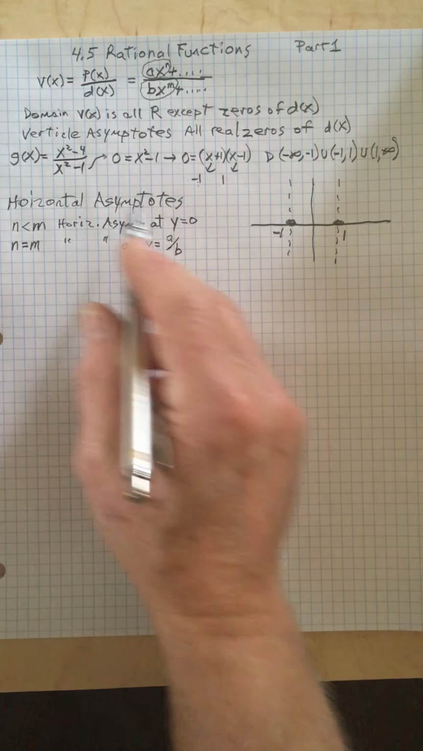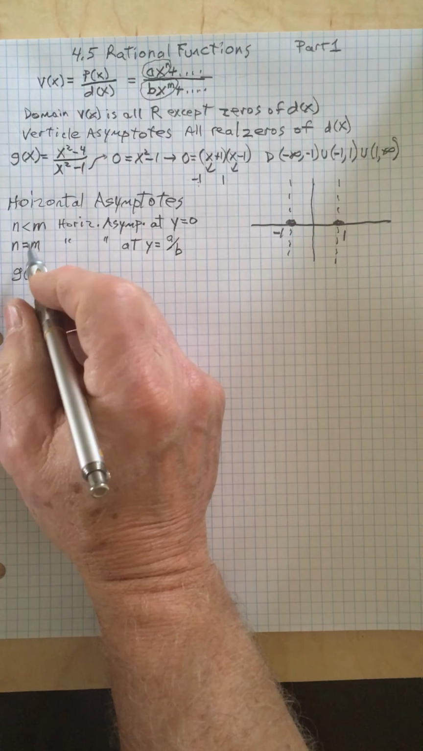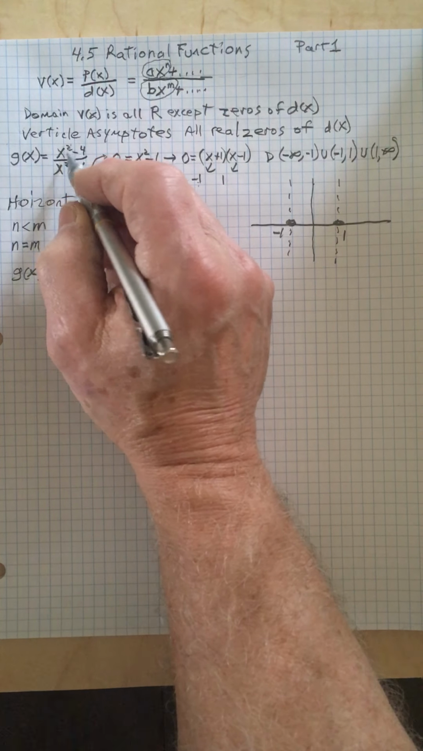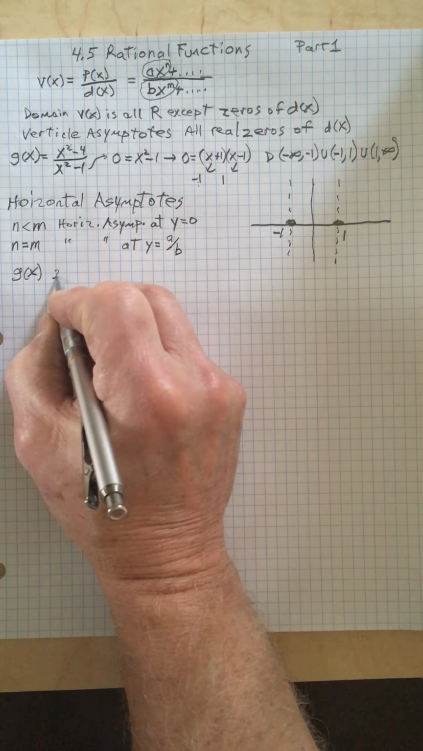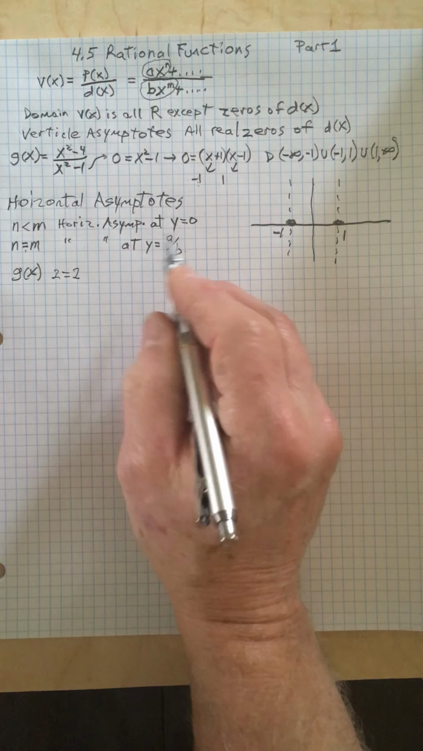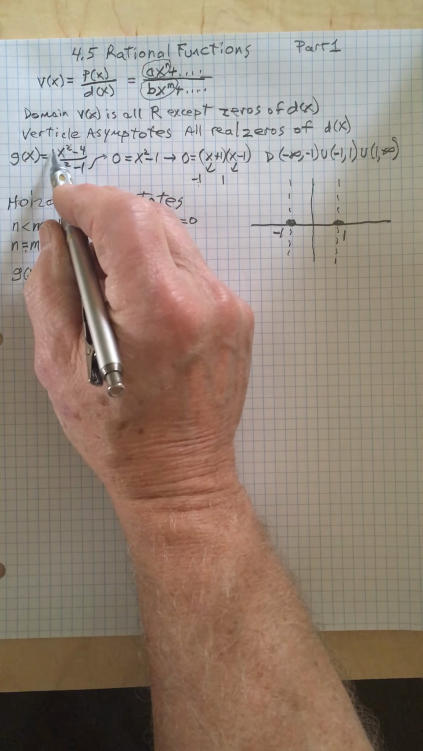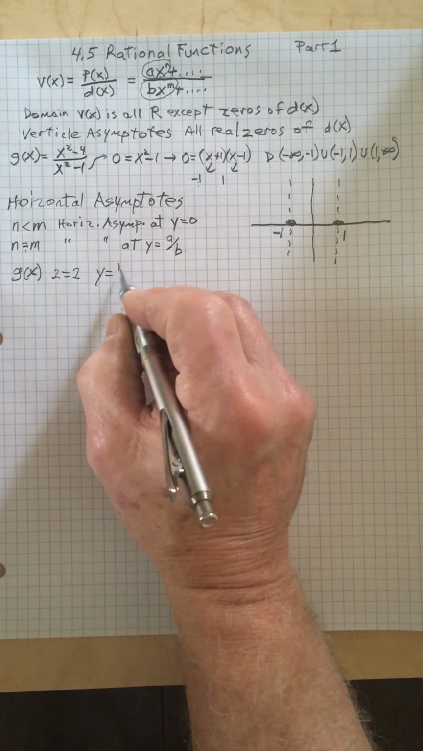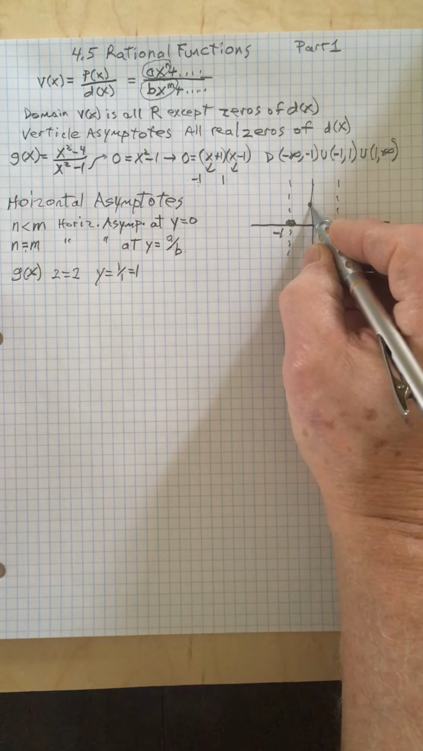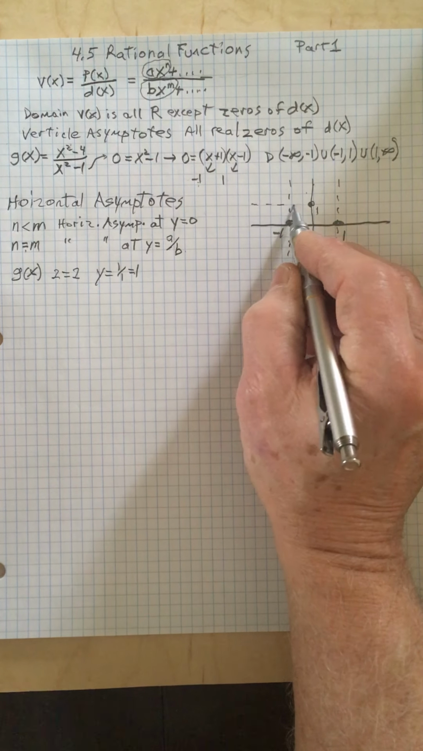Okay, so let's look at g of x here. For g of x, if I compare the powers here, the degrees, they're equal. n equals 2, m equals 2. So that means we have an asymptote at y equals a over b. Well, it's pretty easy here. a is 1 and b is 1. So at y equals 1, which would be here, I have a horizontal asymptote.